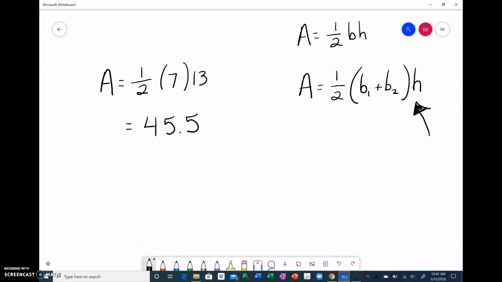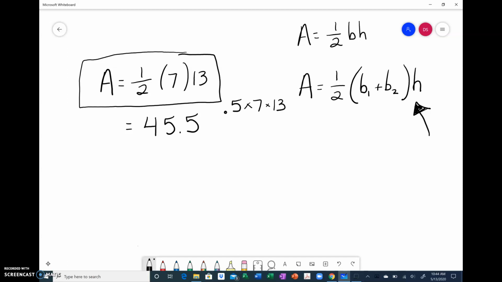Now, I will reiterate something I've said repeatedly. Show your work on the test. Make sure that you write out the numbers that you're typing into your calculator, okay? I also recommend, if you're using the calculator, that you actually type in 0.5 times 7 times 13, okay? The other way you can do it is 7 times 13 divided by 2, because that's what this would be, okay?